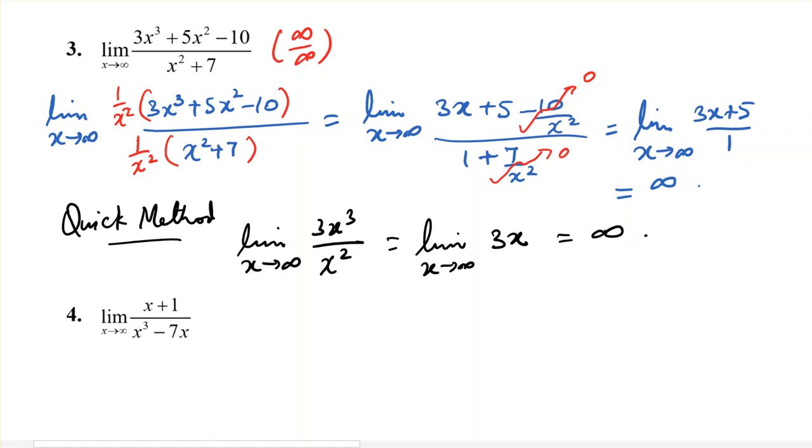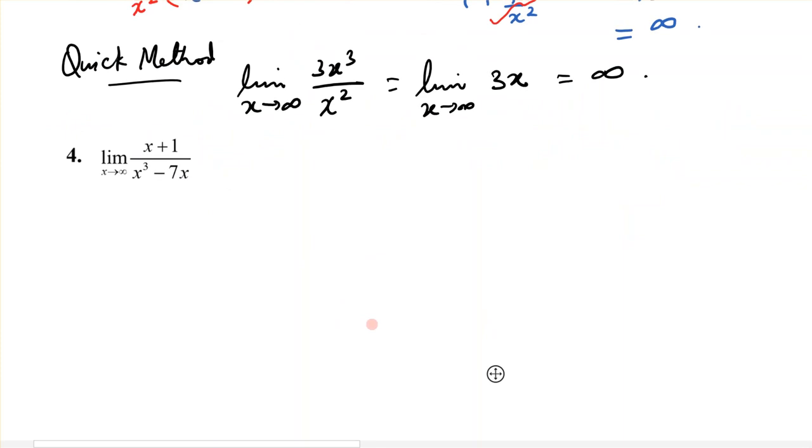In the next one, again we try plugging in the value of infinity, and we get infinity over infinity form, which is an indeterminate form. The highest power in the denominator is 3. So we are going to divide both numerator and denominator by x cubed.